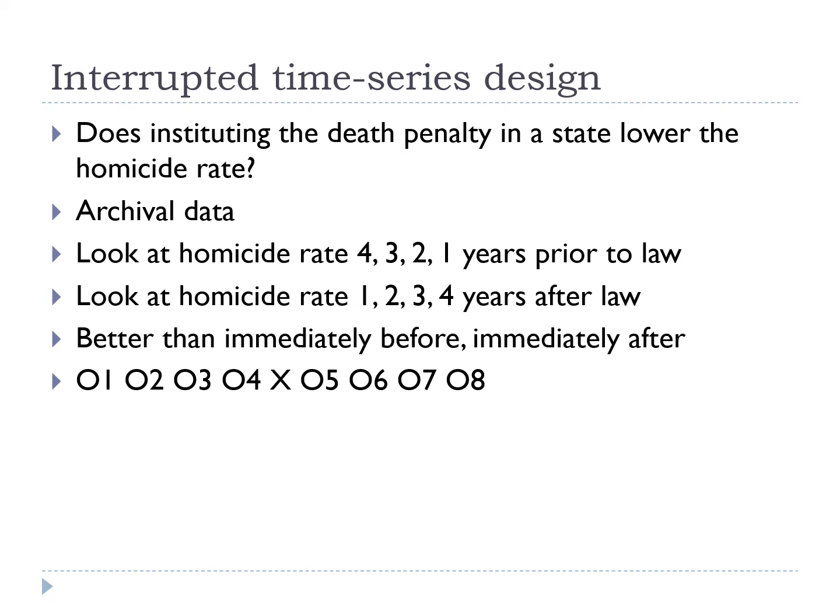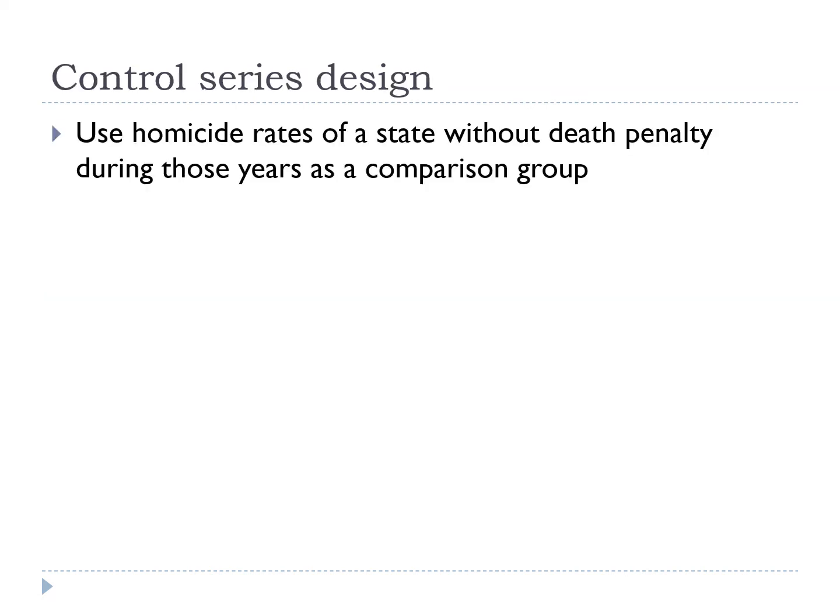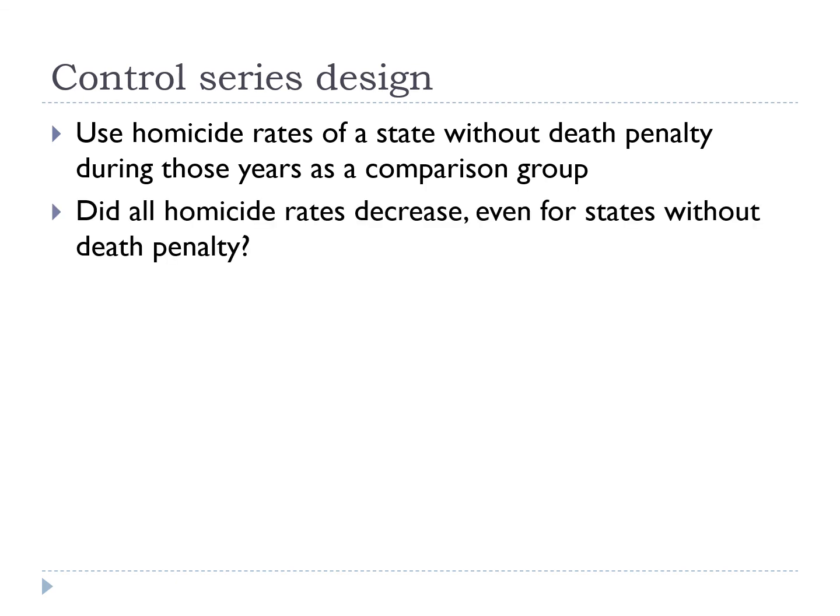A control series design might compare an interrupted time series design against a comparison group that did not have the same intervention. So for example, you might compare the homicide rates of a state without the death penalty during those same years as a comparison group. Did all homicide rates decrease even for states without the death penalty, or did it just decrease in the state that instituted the death penalty?